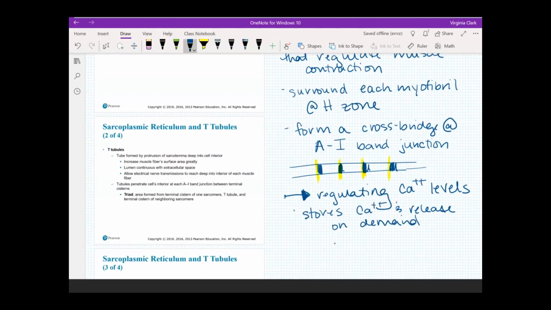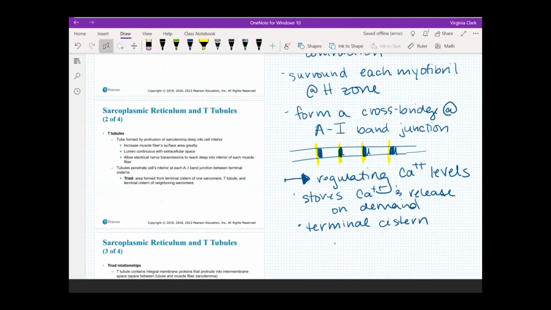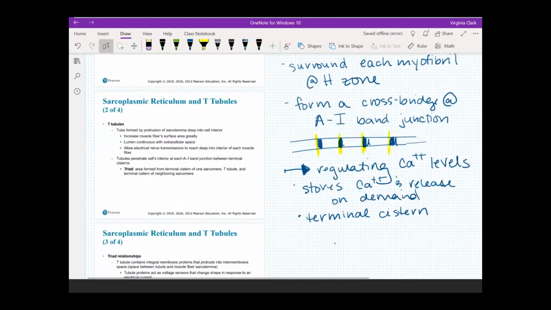The way it's going to do this is it's going to store calcium in the structure called a terminal cistern. So cistern is essentially a fancy word for a jug or some sort of vase that will hold liquid. So a terminal cistern is going to be the final resting place of calcium, and this is going to be found inside the cell because it's intracellular. And these are going to be tubules that hold calcium and release it when needed. Okay, so that's your sarcoplasmic reticulum.